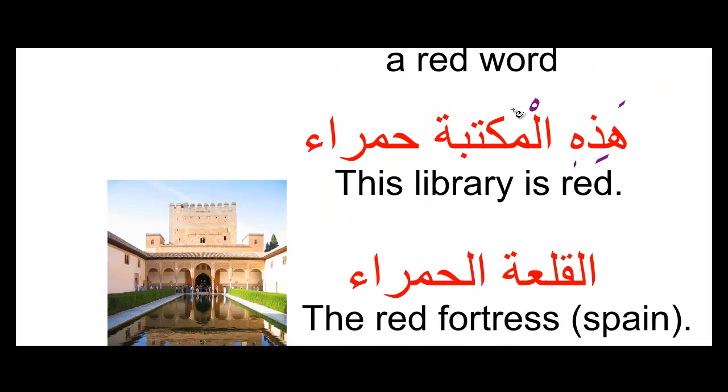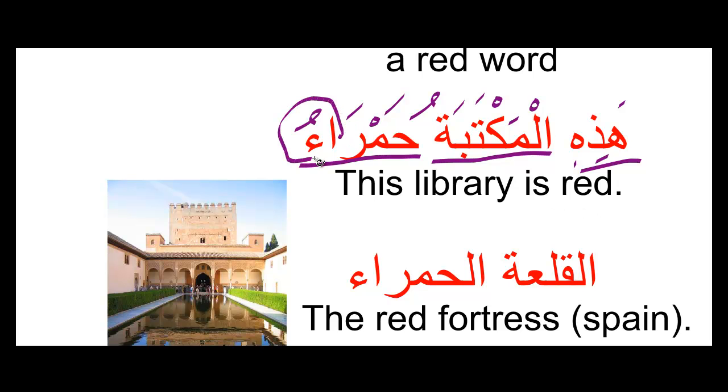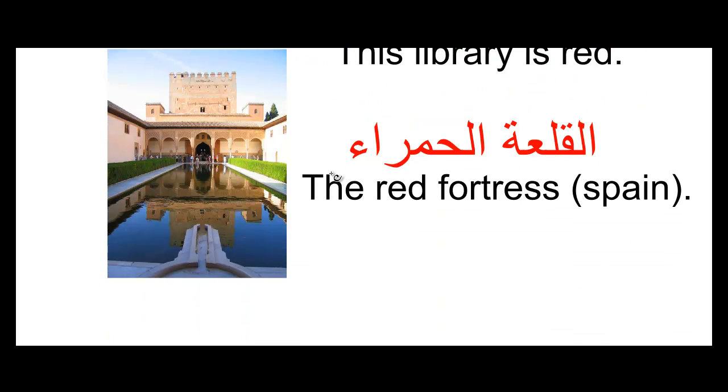Another example is هذه المكتبة حمراء. This library is red. هذه means this. المكتبة means library. حمراء means red. So this library is red. At the end I have this alif and hamza pair, which tells me that this alif is our alif mamdudah. So when I read it hamra'u, I know that it's feminine.